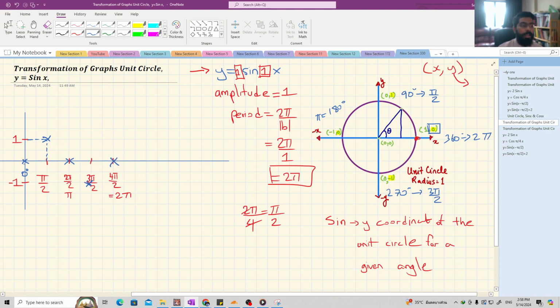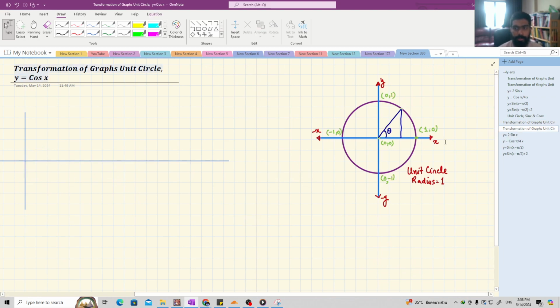All right, guys. Now, if we go ahead and plot the graph, we are going to have a graph that looks something like this. Now this is also a complete cycle of 360 degrees.